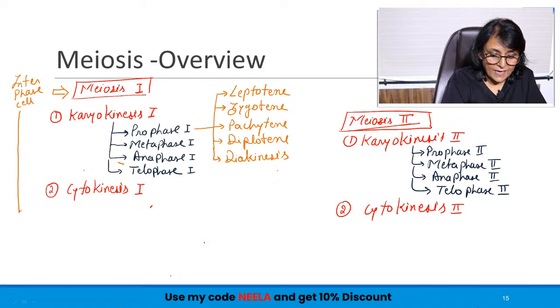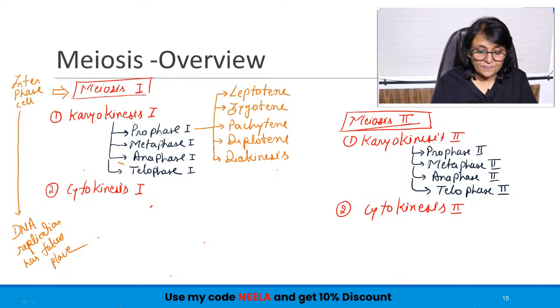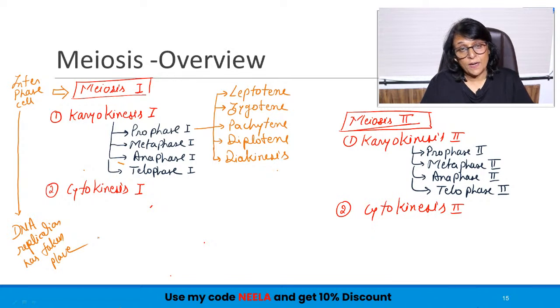So in interphase, DNA replication has taken place, and the preparation was also there. In G1, the cell prepared for S. In S, it replicates its DNA. In G2, it prepares for division. Now in mitosis, there was just one division. But here, after G2 or in G2, whatever preparation the cell has made, all those things will be used up in meiosis 1.